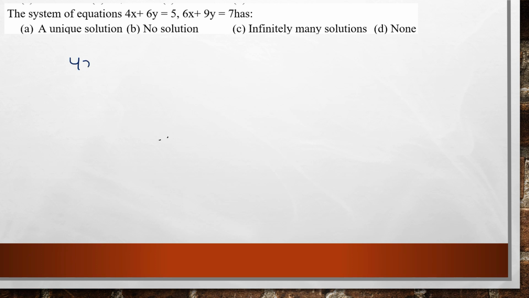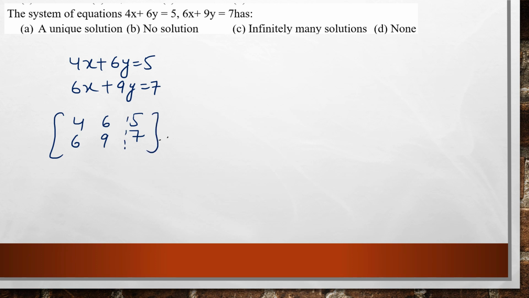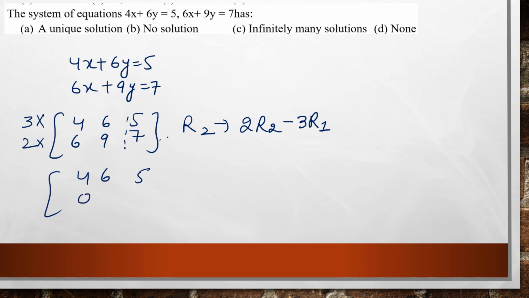Now here see what is the given equation. This is the given equation. Okay, now find the augmented matrix. Augmented matrix is this. Okay, now find the rank. What is the rank of this matrix? So I'm just multiplying this with 3 and this with 2. Okay, so R2, 2R2 minus 3R1 I'm operating. So you'll get 4 6 5, here you'll get 0, again 0, and 2 into 7 is 14 minus 3 into 5 is 15, 14 minus 15 is minus 1. Okay, so what is the rank of this thing?